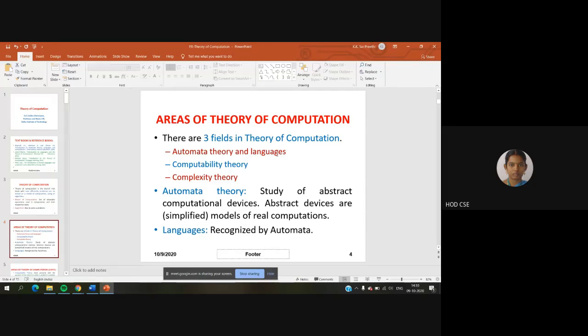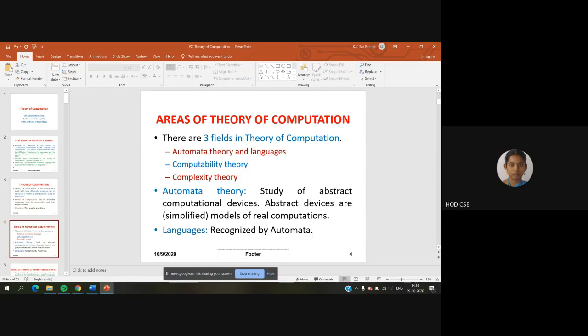Automata theory is the study of abstract computational devices. We are going to study different abstract computational devices. These devices are called models of real computation. So what do you mean by computation? Anything is called computation. For example, if you are adding two numbers, that is also called computation. I want to check whether the string has balanced parentheses or not. That is also called computation. So anything is called computation.